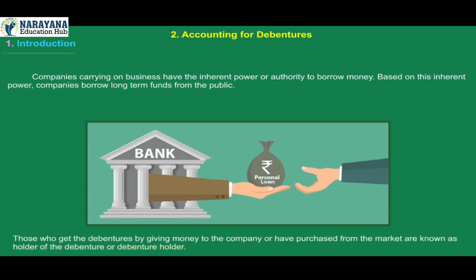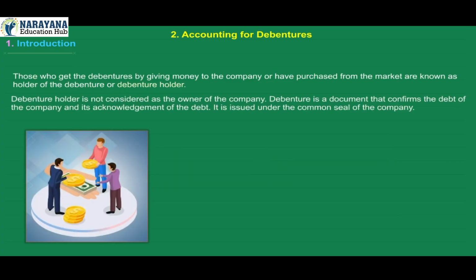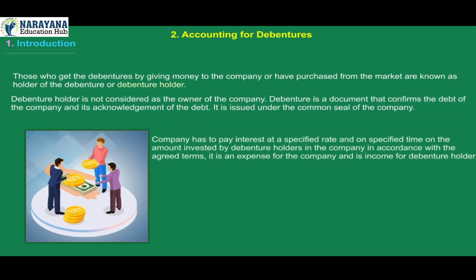Those who get the debentures by giving money to the company, or have purchased them from the market, are known as holders of the debenture or debenture holders. A debenture holder is not considered the owner of the company. A debenture is a document that confirms the debt of the company and its acknowledgement of the debt. It is issued under the common seal of the company. The company has to pay interest at a specified rate and at a specified time on the amount invested by debenture holders in accordance with the agreed terms. It is an expense for the company and is income for the debenture holder.